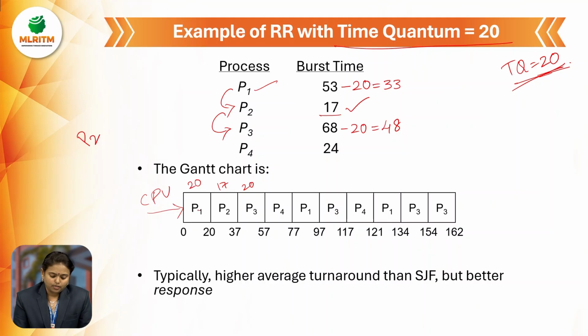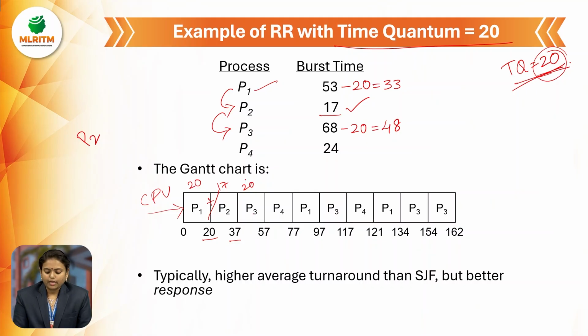Just a minute. See, process 1, here it is 20. So P2, process 2 waiting time is what? 20. Next, P2 is executed within this time quantum 20. Then what is the burst time? 17. 20 plus 17, 37. That is the waiting time of P3.